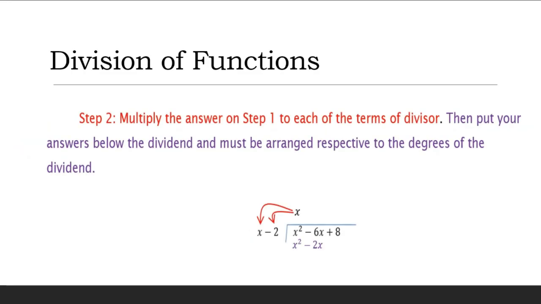Multiply your answer on the first step to each term of the divisor. So x times x is x squared and x times negative 2 is negative 2x. Always make sure that you will write the answer below the terms on the dividend similar to it.